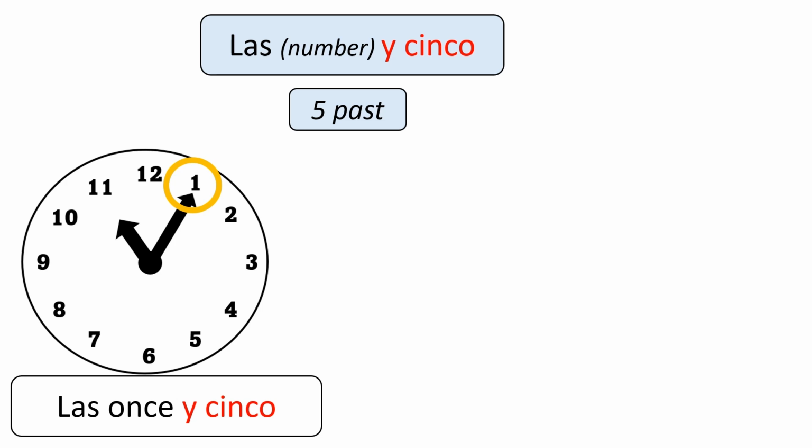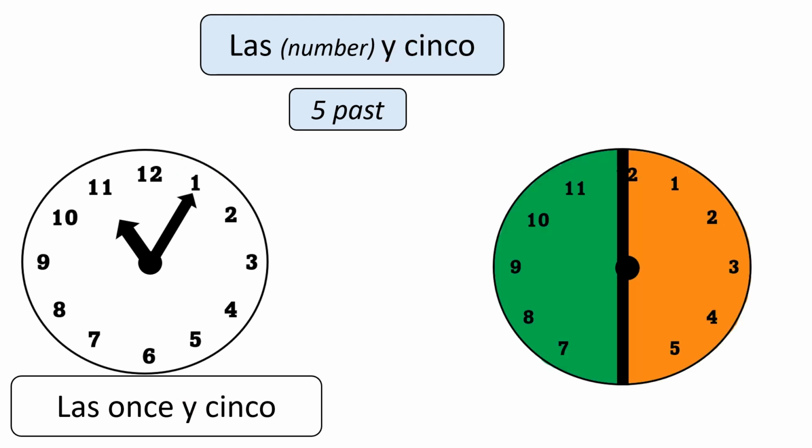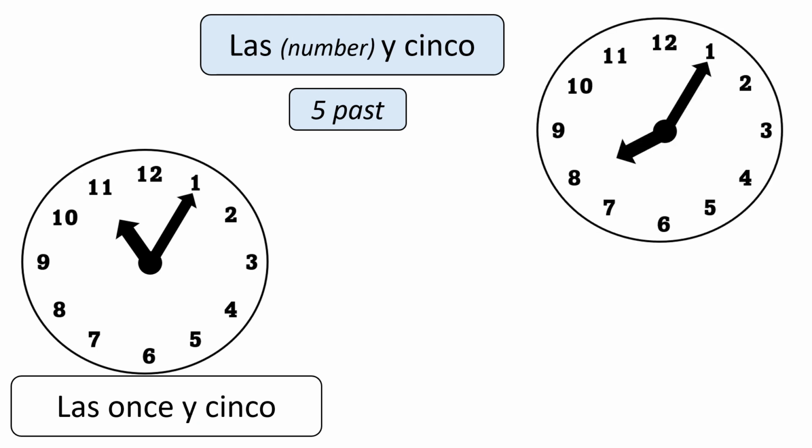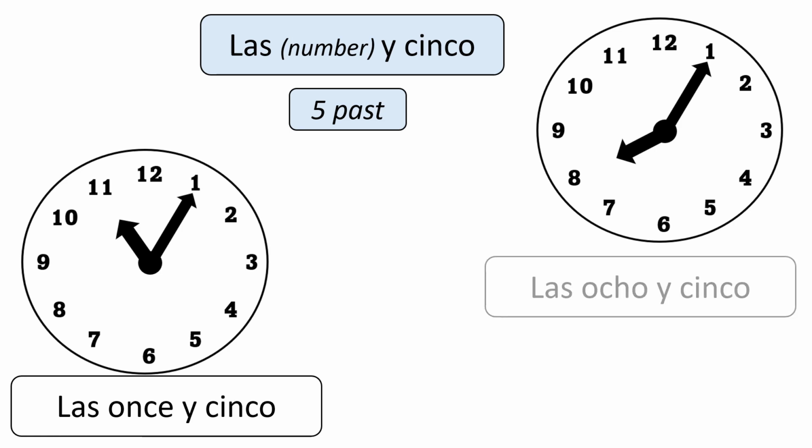Just to be clear, we say cinco when the minute hand is pointing at 1 because 5 minutes have passed. If you're struggling, remember the previous diagram. Since the minutes hand is in the orange shade, we know to use y instead of menos. Here's another example. What is the time here? The answer is las 8:05.